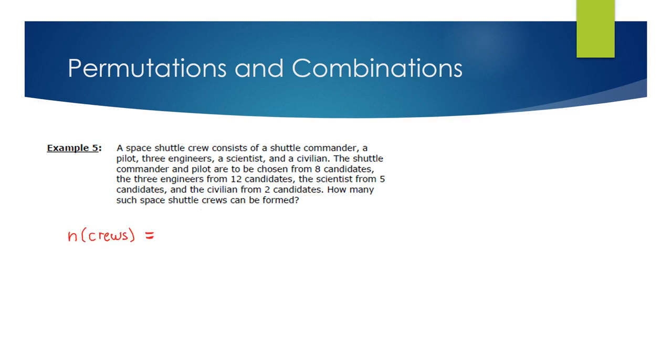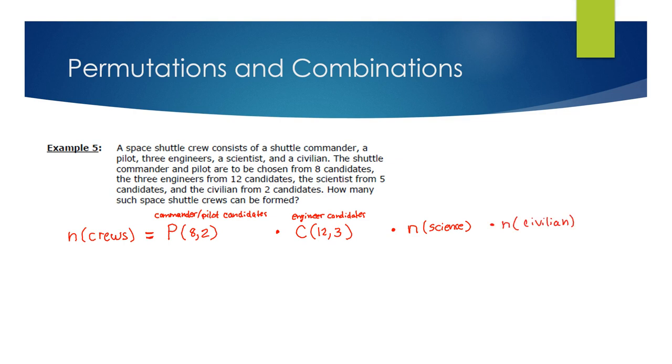So when I look for the number of crews, I'm going to do a permutation with N being 8 and R being 2 for the commander-pilot candidates. I'm going to multiply to that the engineer candidates, which is going to be a combination where N is 12 and R is 3. And then I'm going to choose a scientist. Well, there's 5 candidates for that, so I'm just looking for the number of science alternatives there are. And same thing with the number of civilians. There's only 1 out of those 2 being chosen. So when I work this out, this is going to be 8 times 7. So there's 56 there.